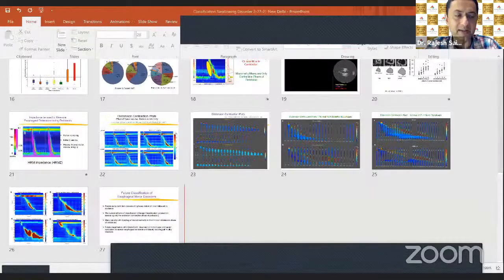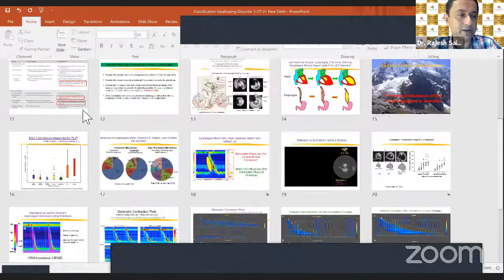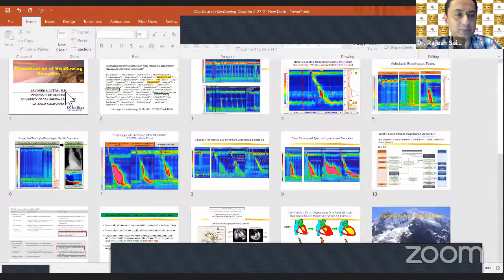I'm very happy to introduce our third speaker, Professor Ravinder Mittal from the United States of America. He's a board-certified gastroenterologist with special interest in gastrointestinal motility. He's a professor of medicine at UC San Diego. He's got multiple clinical and research publications and interests in gastrointestinal motility, some of which Dr. Shobna Bhatia has so kindly shared with us, and with special interest in swallowing disorders and esophageal disorders.